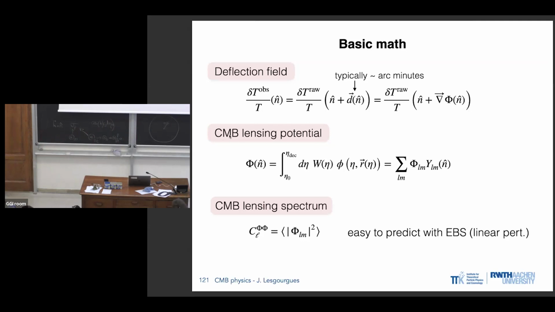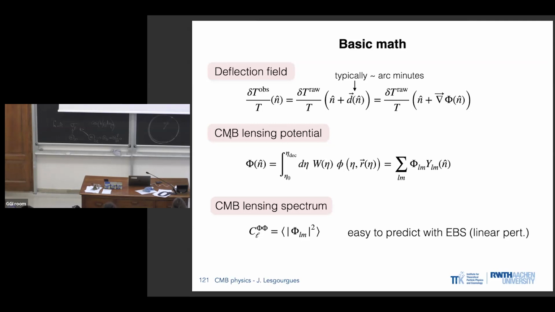Delta T over T rho is supposed here, in my notation, to be the delta T over T that we could measure if the photon would travel in a straight line. So it's a delta T over T reflecting really the situation on the sphere. And because of weak lensing, what we see is a delta T obs over T, which has a one-to-one mapping with delta T rho, but with a deflection field.